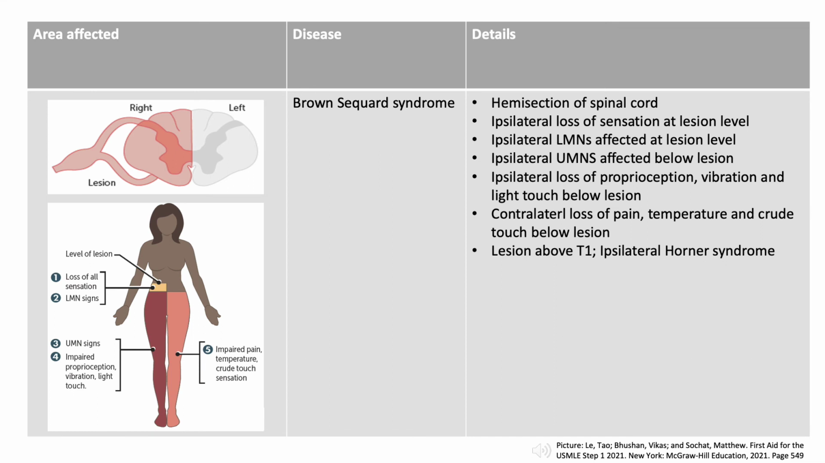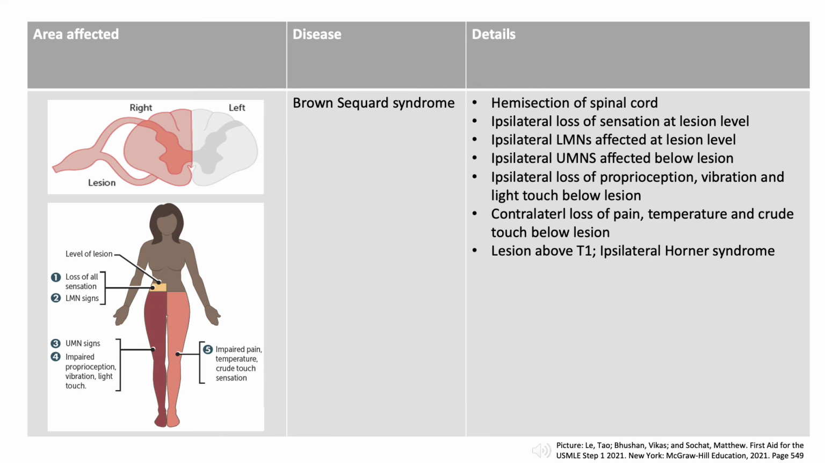The symptoms involve ipsilateral loss of sensation at that lesion level because the sensory information entering from that same side of the body into the spinal cord at that level cannot be transferred anymore because the sensory neurons are being damaged. Then you have ipsilateral lower motor neurons affected at the lesion level because the cell bodies of the lower motor neurons in the anterior horns are being damaged, and those neurons are innervating muscles of that same side of the body.